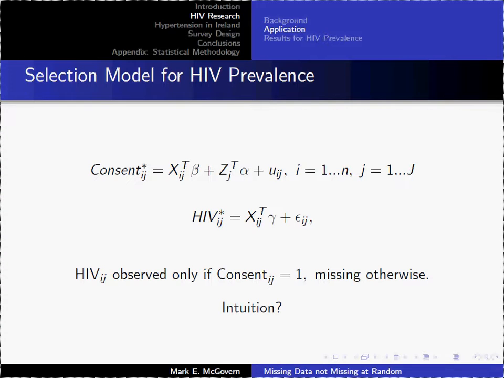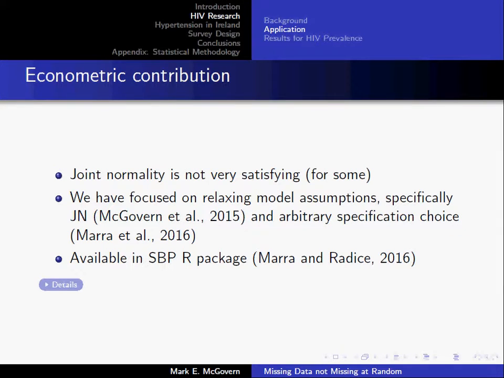Now, this assumption of joint normality is something that some people have a very big problem with. And I think it is important to state that when you have a binary outcome, it is necessary to impose some sort of parametric assumption on the model. So you might have heard that for continuous cases, you have semi-parametric and non-parametric selection models. When your data are binary, it is necessary to impose some sort of parametric assumption. So what we've done is we've relaxed this using a copula approach, and we also have other ways of relaxing some of the other assumptions about how you specify the model.